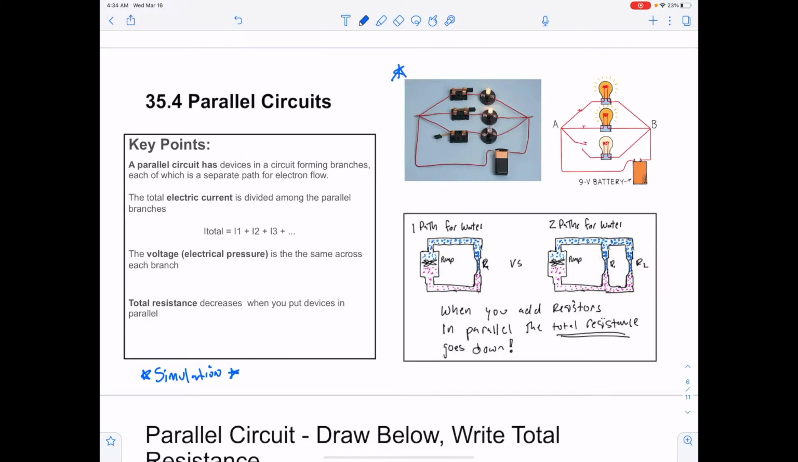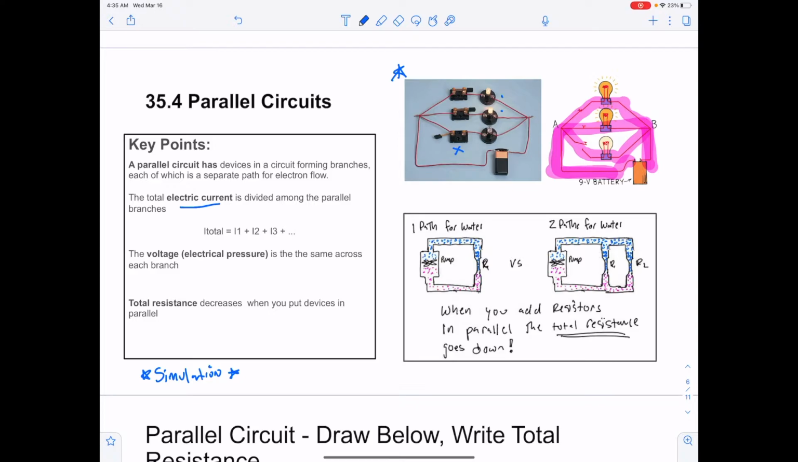Because this is how we wire up our houses. You can turn off one light, as we saw in our classroom, and the other lights can remain on. And the upside to this is exactly that. You get more control. We have multiple pathways for our electrons to flow from high concentration, the negative terminal of the battery, to low concentration. All right. And so we'd say, yeah, a parallel circuit has devices in the circuit forming branches. Each is a separate pathway for electrons.